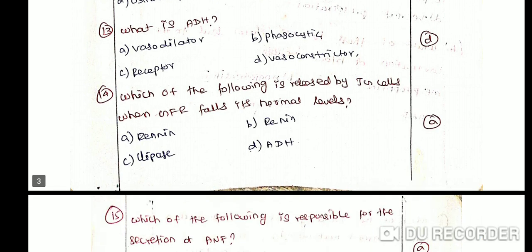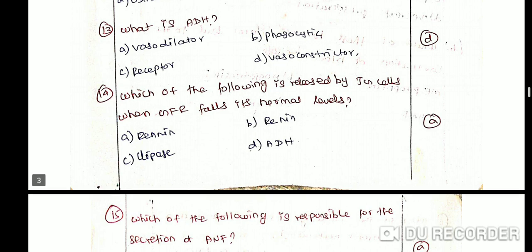Next question. Which of the following is released by JG cells when GFR falls below normal levels? Option A renin, option B rennin, option C lipase, option D ADH. The correct answer is option A renin. Explanation. A fall in GFR can activate JG cells to produce renin, which converts angiotensinogen in blood to angiotensin 1 and further angiotensin 2, which is a powerful vasoconstrictor itself and increases the GFR.